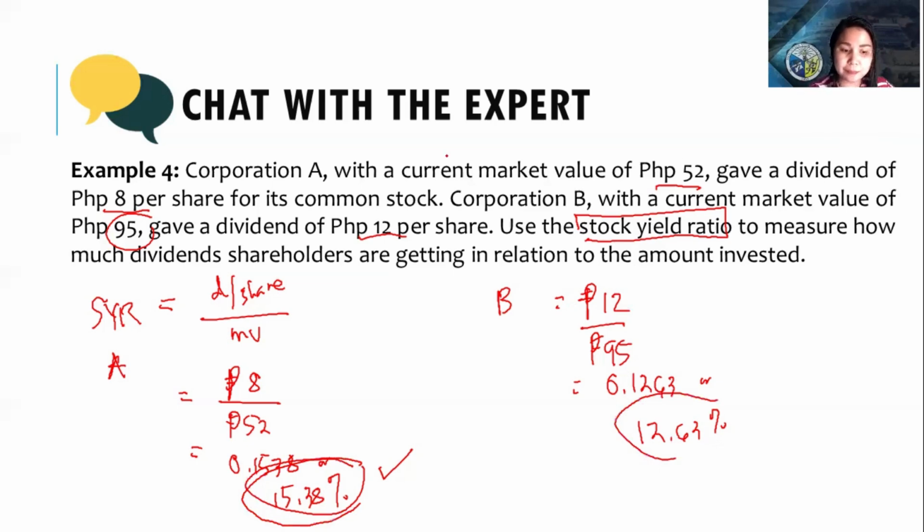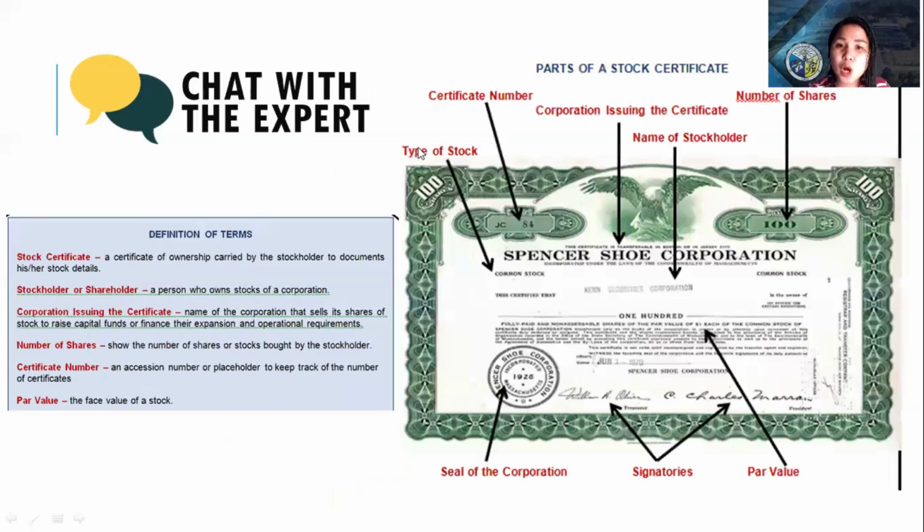Let's go next to the parts of a stock certificate. Once you become a stockholder, you will receive a stock certificate. Now, what is a stock certificate? A stock certificate tells you that you are a co-owner of that corporation. It means that it's a certificate of your co-ownership. And automatically, you are called a stockholder or a shareholder.